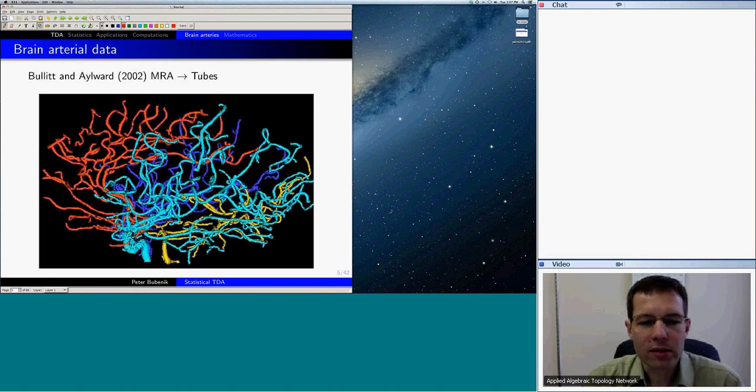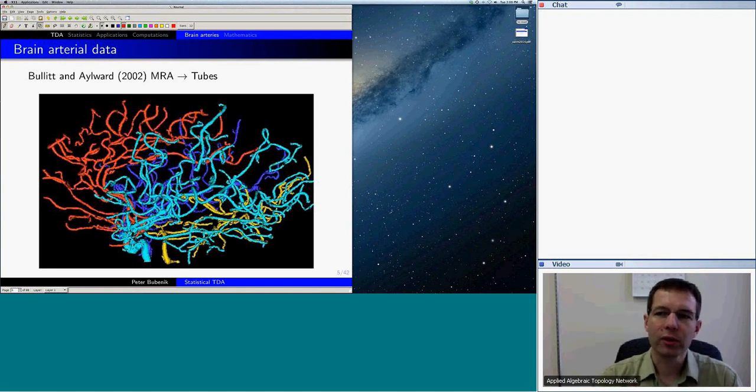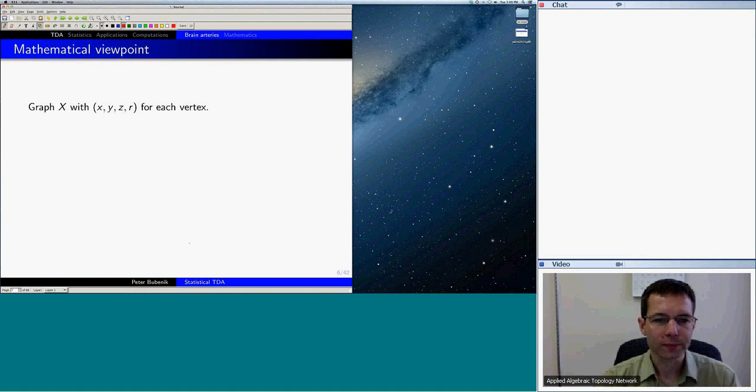I'd like to do some statistical analysis on this structure, but that's very difficult to do because the geometry is somehow too complicated, and in particular, it varies too much between individuals. So there's no nice, simple way of aligning the brains of one subject to another and then comparing various measurements. That's very hard. There's no nice, obvious way to do that.